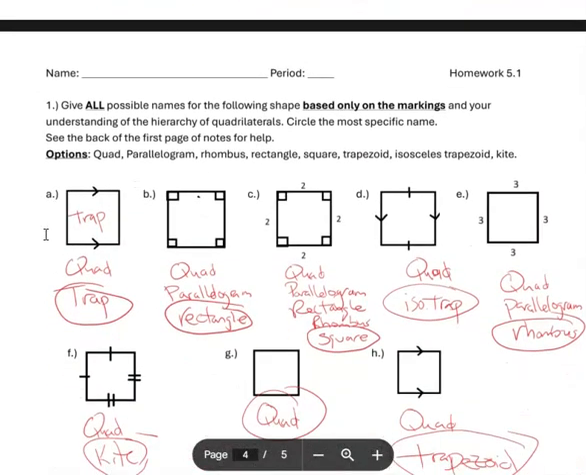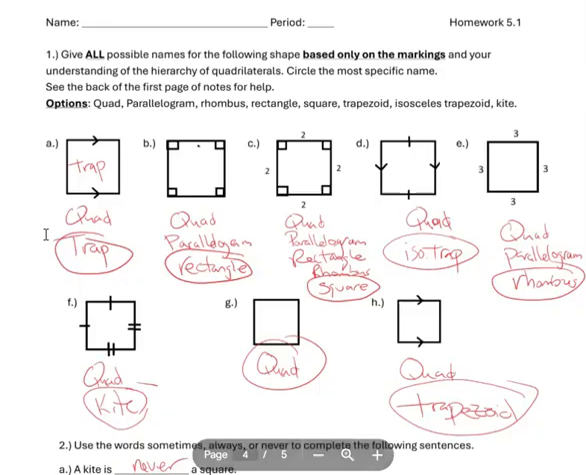Now for the homework, it says give all possible names to the following shapes based on only the markings and your understanding of the hierarchy of quadrilaterals. Circle the most specific name. Okay, and you have quad, parallelogram, rhombus, rectangle, square, trapezoid, isotrap, and kite. The first one, ignore the fact that all these look like squares. It only has one pair of opposite sides being parallel. So that one would be a quad because it has 4 sides, and a trap.